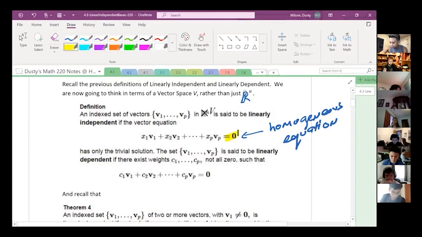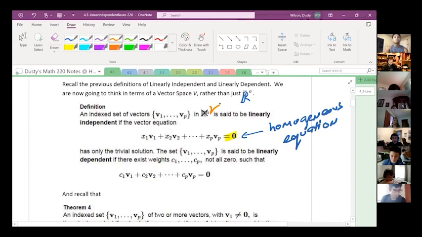Okay. And so what I want to point out here is that the only thing we're going to change from this old definition to the new definition is now, instead of having Rn, we're going to say V, because it's just some arbitrary vector space. Okay. So same definition, it's just we replace Rn with V.